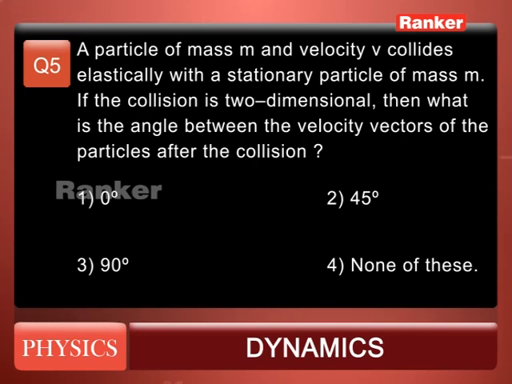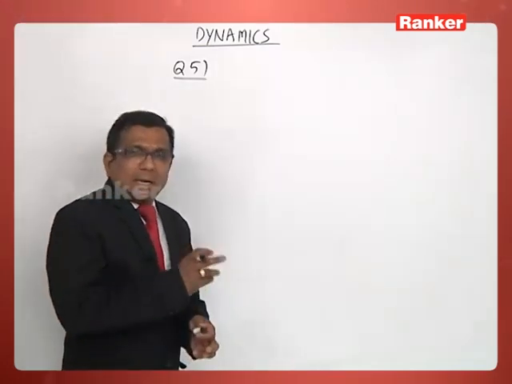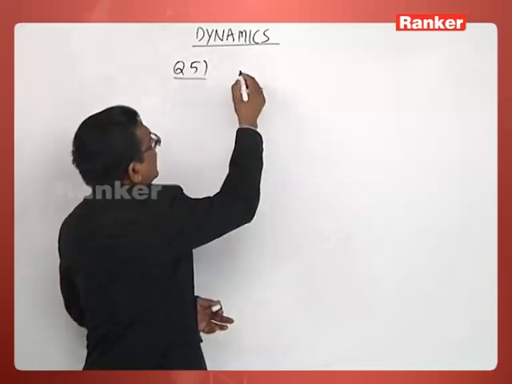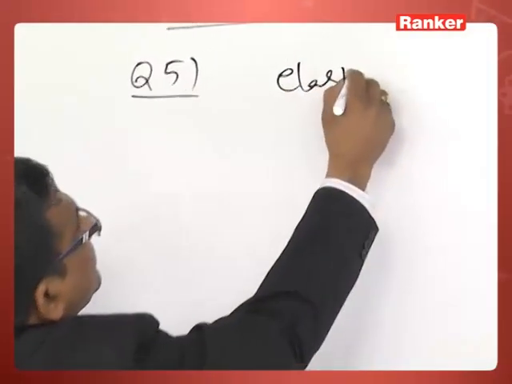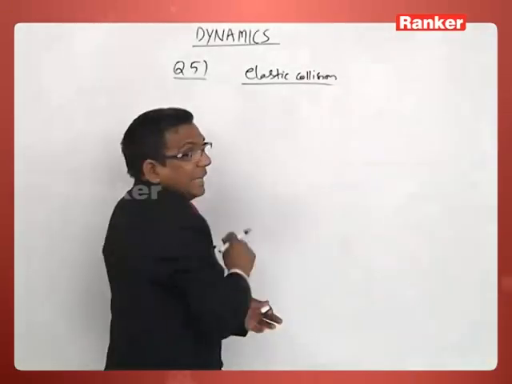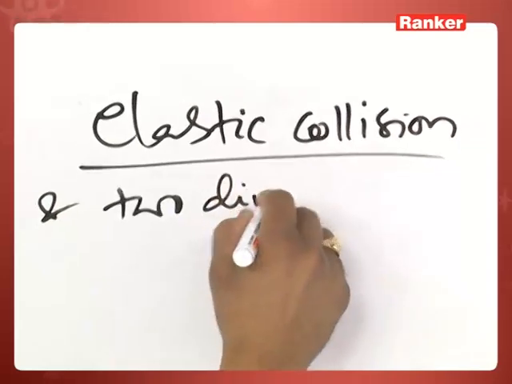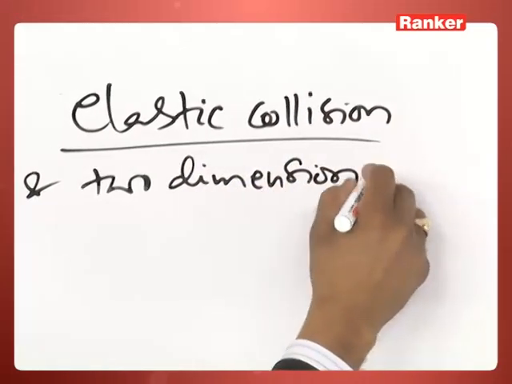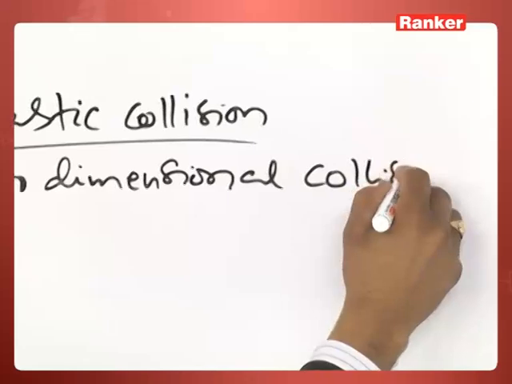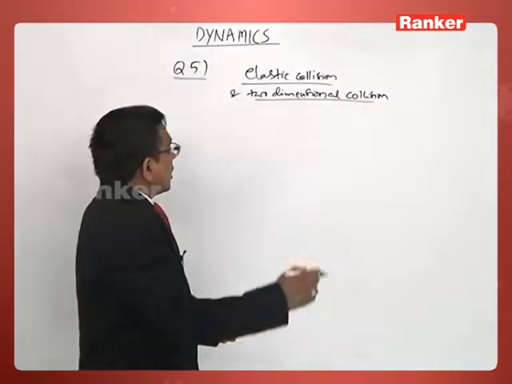The angle between the velocity vectors of the particles after collision is actually a conceptual question. You have to remember forever, and here the points that you have to note down is collision is elastic. So this you have to highlight, and it is a two-dimensional collision. Now keeping these 2 points in mind, let us solve the problem.